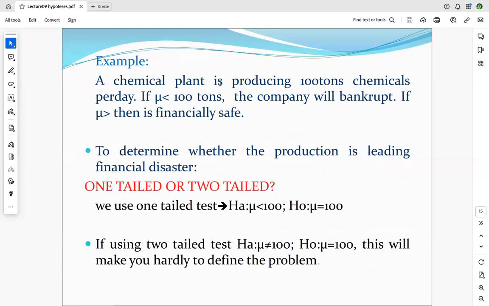So let's have a look. A chemical plant is producing 100 tons of chemical per day. If the mean is smaller than 100 tons, the company will go bankrupt. If the mean is bigger, then the finances are safe. To determine whether the production is leading to financial disaster, in this case, is it one tail or two tail? So we have to understand, to determine whether the production is leading to financial disaster, it needs to be smaller than 100 tons. So our null hypothesis in this case is smaller than, sorry, there is an error here.